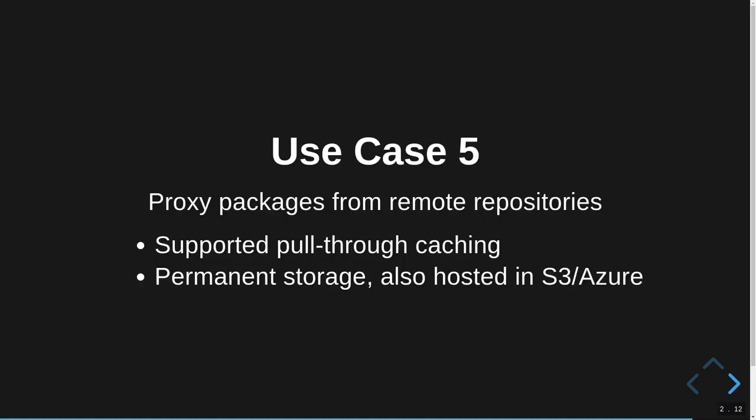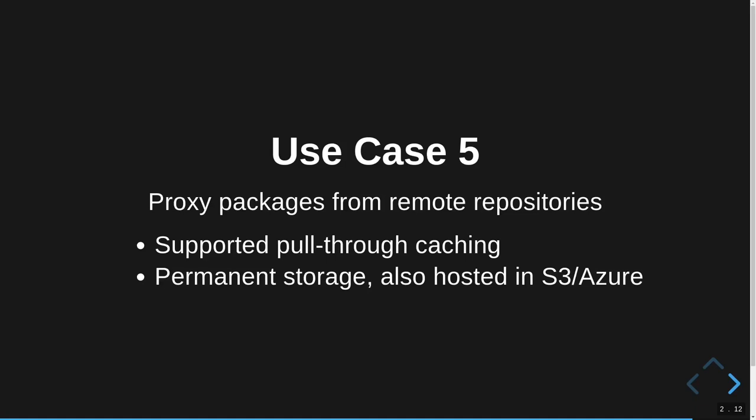Proxying packages might also be important to you. You can proxy packages from remote repositories via Pulp. There exist a few proxy applications like Squid. Squid acts as a proxy. However, it doesn't store data in a queryable way. Pulp does. And you can query both artifacts and packages that were cached during the pull-through operation or proxying.